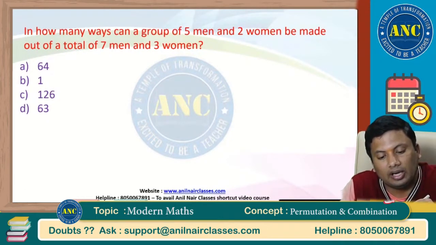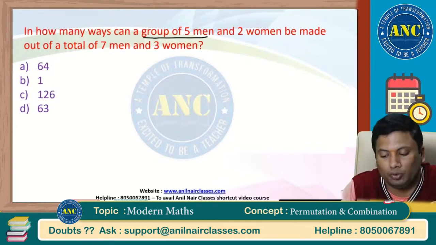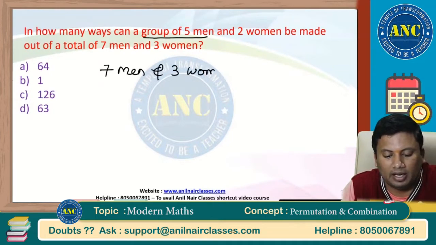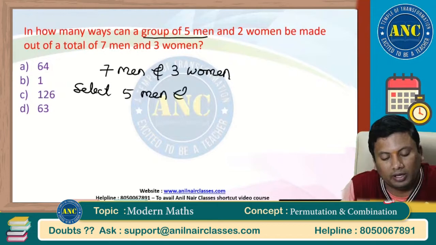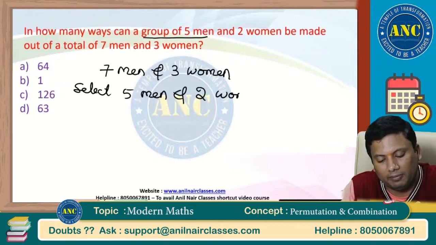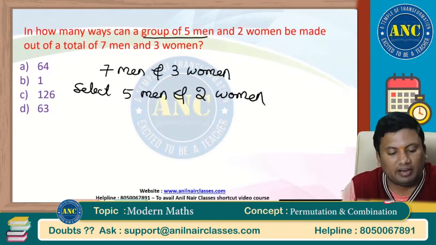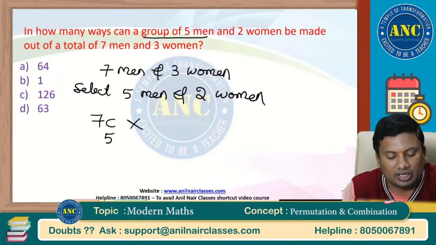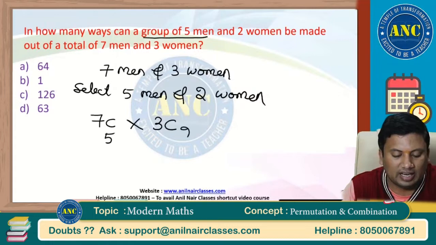Next question. In how many ways can a group of 5 men and 2 women be made out of a total of 7 men and 3 women? Out of 7 men and 3 women, I need to select 5 men and 2 women. Listen carefully. Out of 7, selecting any 5, and out of 3, selecting any 2.